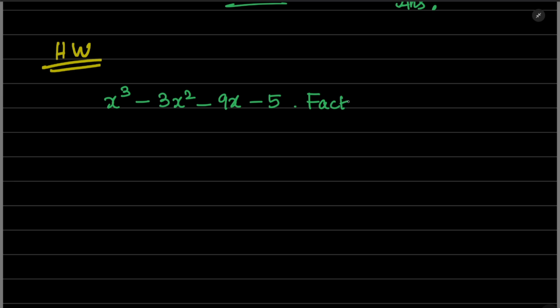Okay, now a question for you. In every video what I do is I will teach a topic and then I will give you one question. So the question for today is, you have to factorize x cube minus 3x square minus 9x minus 5. Factorize using factor theorem. This is your question for the day.